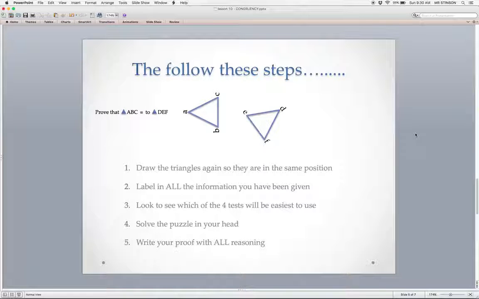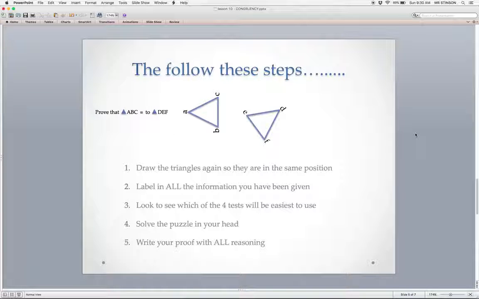Okay, so these were the steps that I was taught when I was looking at proving that 2 triangles were congruent. The question here has asked us, prove that triangle ABC is congruent to DEF. These are the 5 steps that you need to follow. Please make sure you've written these down in your notes. Number 1. To avoid this being tricky, draw the triangles again so they are in the same position. Number 2. Label in all the information that the question has given you.